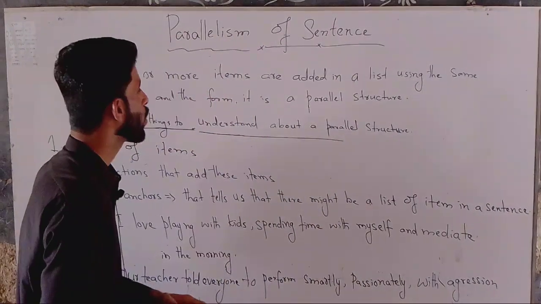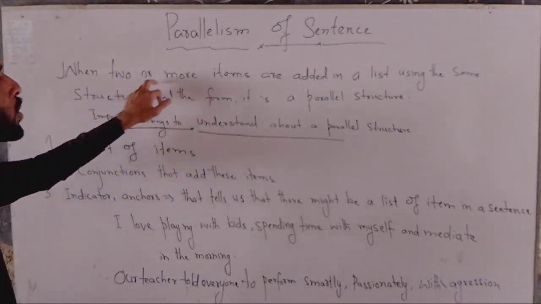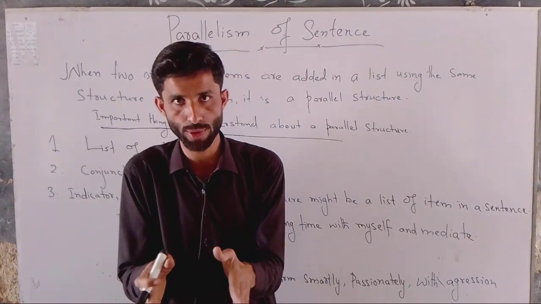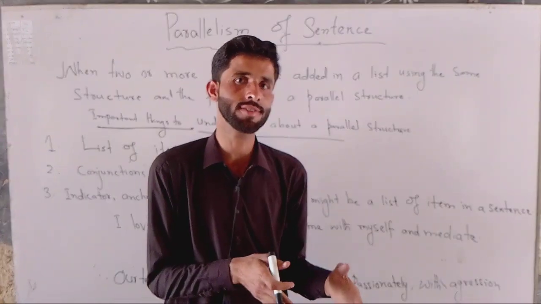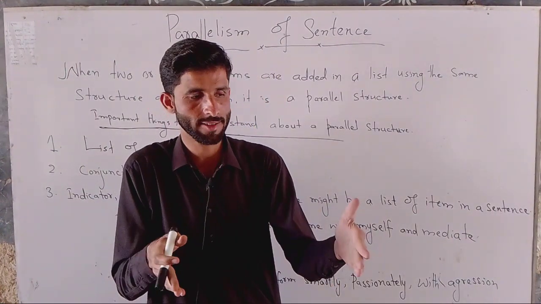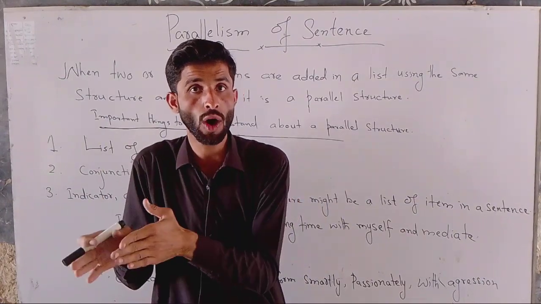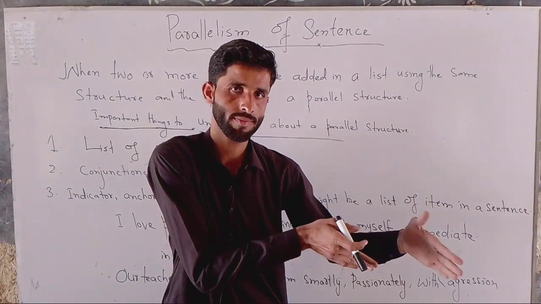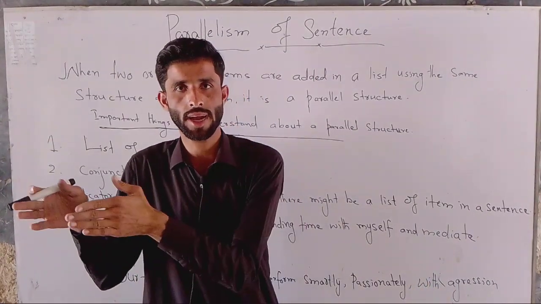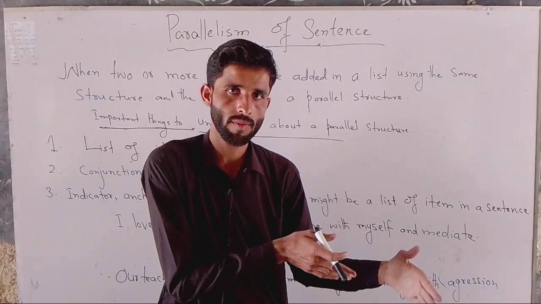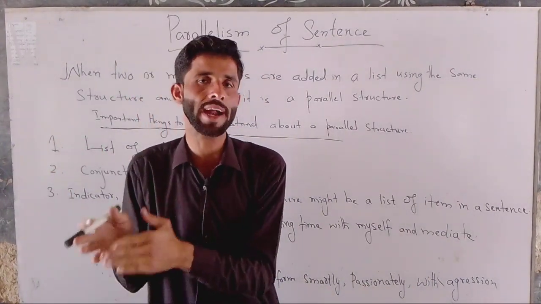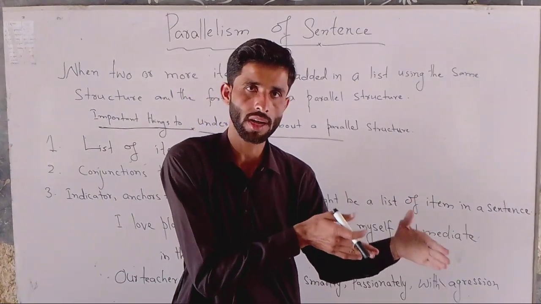So let's see what parallelism is when two or more different items, for example, two nouns connected by conjunctions, we have to put them in the same case. For example, if we have a noun, we have to put a noun. If there is an adjective, we have to put an adjective. If there is an adverb, we have to put an adverb. If that adjective is in comparative form, we have to also use comparative form.